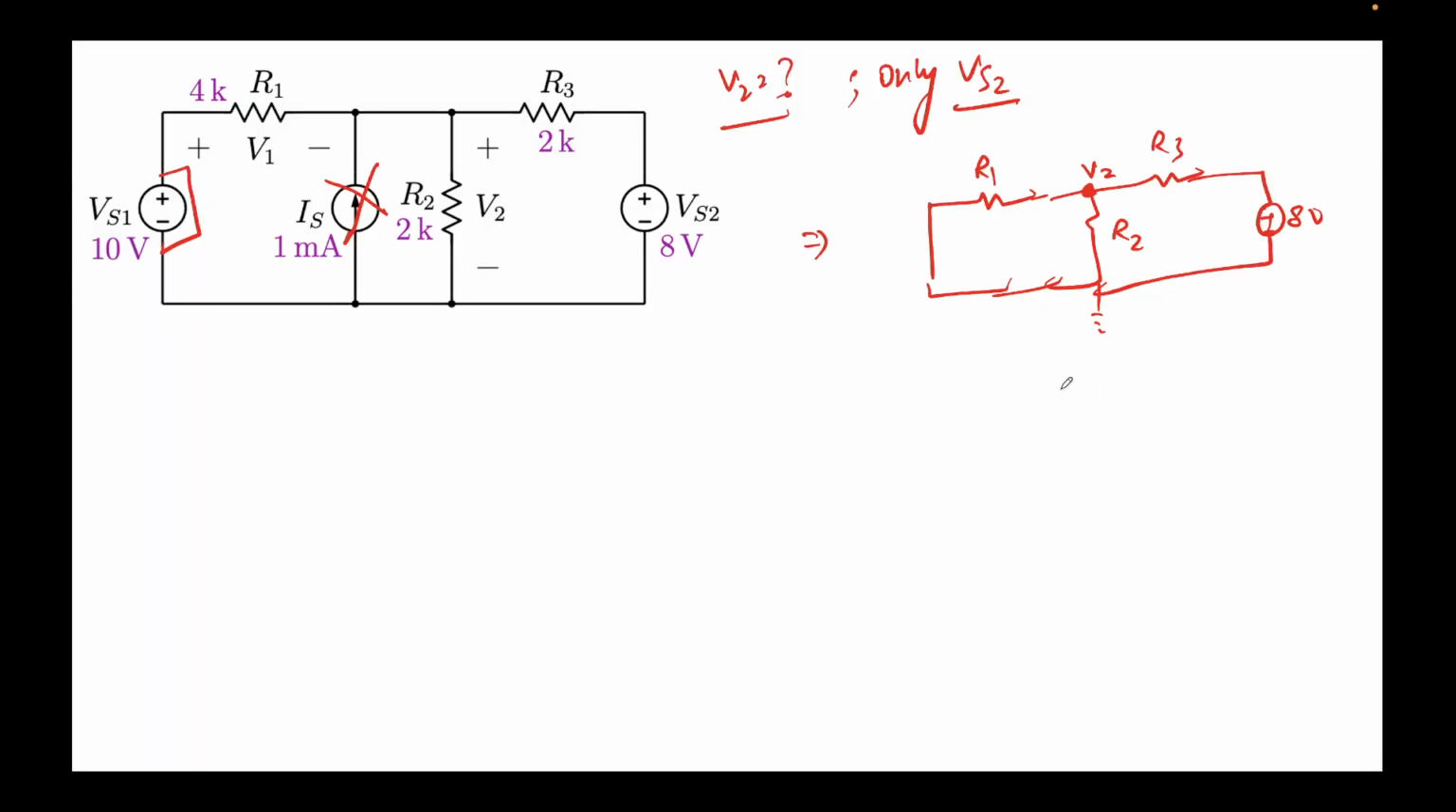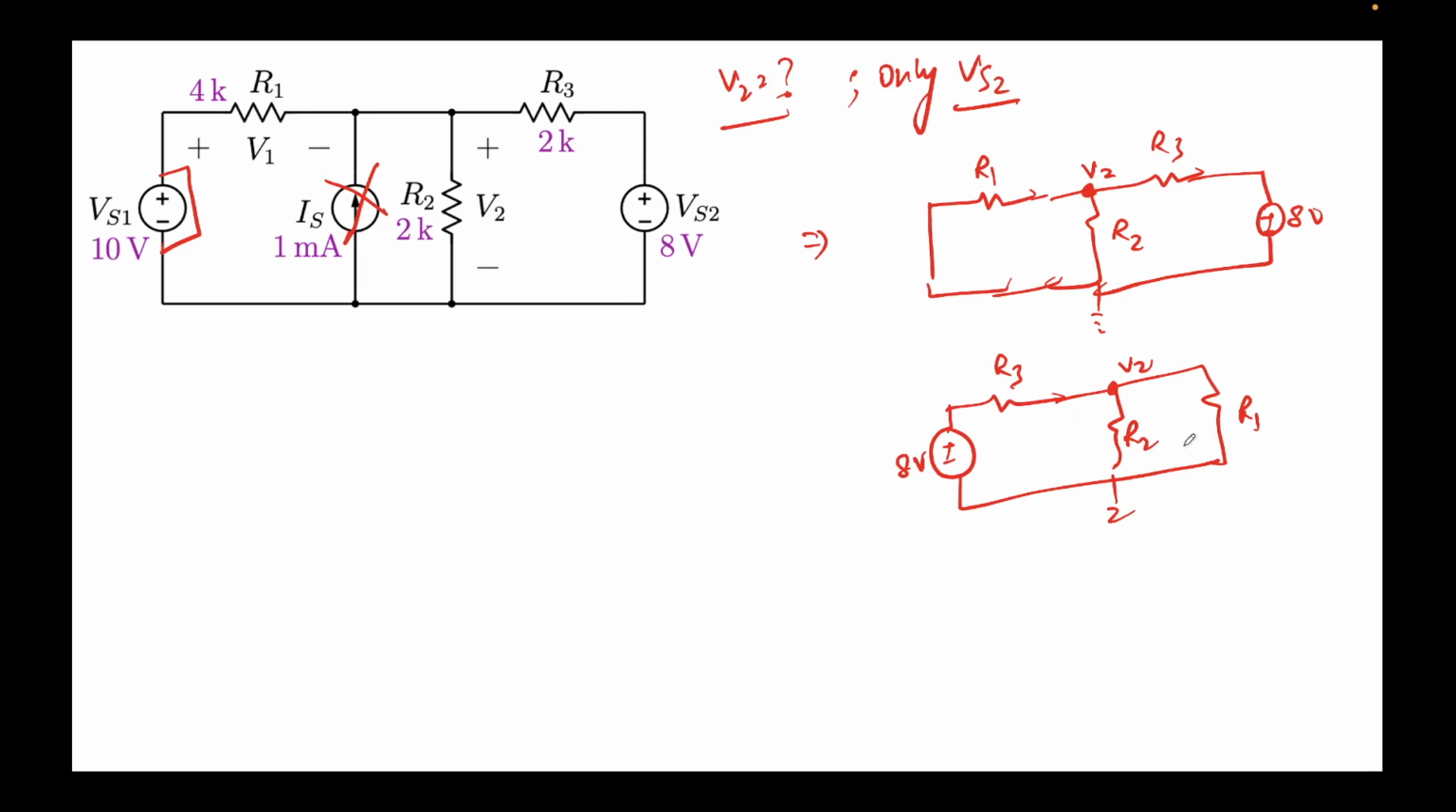Right. So now what we'll do, we are required to find this V2 value. So now I'll just redraw this circuit for the sake of clarity. So 8 volts will come here. This is R3. This is R2. And this is R1. This node is V2. I have just simply swapped the places. That's it. And I've done nothing else.